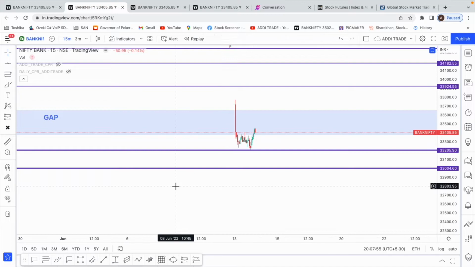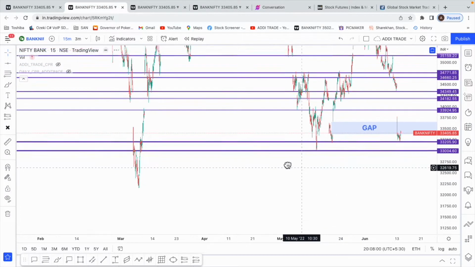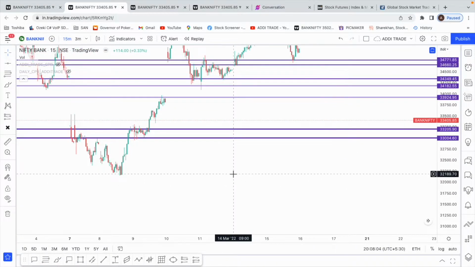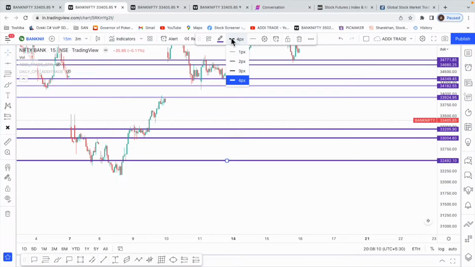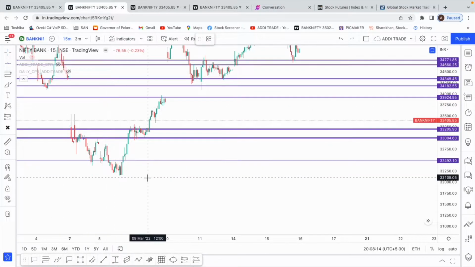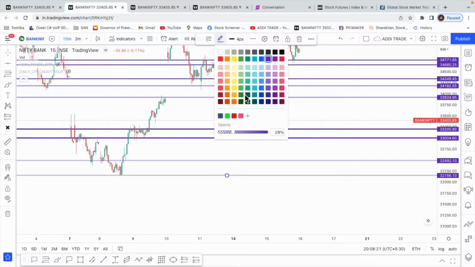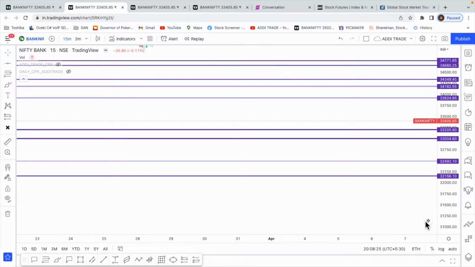And even if 33,000 breaks, the next pretty good support is over here. I'm going to keep this in a little lighter shade, and this is the hard stop level, that is 32,156, where recently we made a low. So these are the levels that I'll be using for tomorrow.